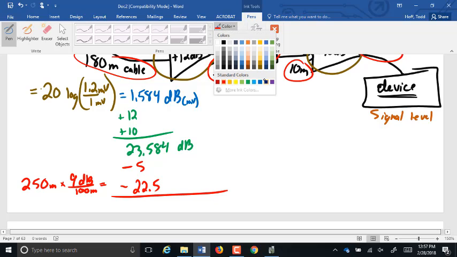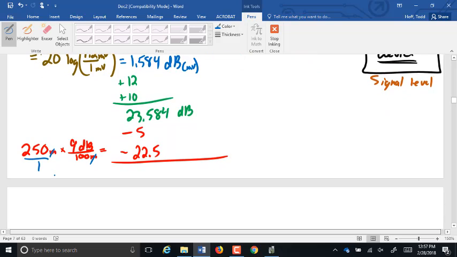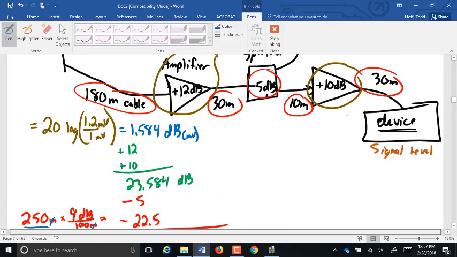It's actually a measurement conversion. I had meters, and I converted it into dB by using the 9 dB per 100 meter conversion. So the meters cross-cancel out. 250 times 9 is 2,250, divided by 100 is 22.5. So we subtract that. We end up, I believe, with negative 3.916 dB. So that's what we get to this point with.